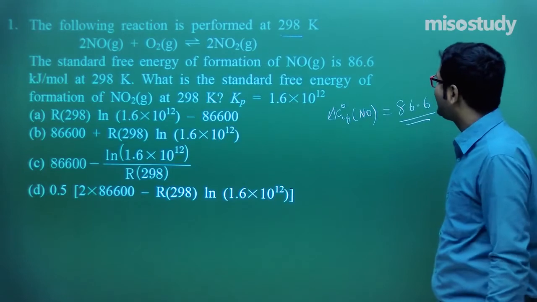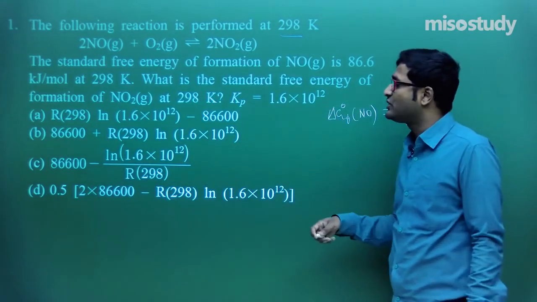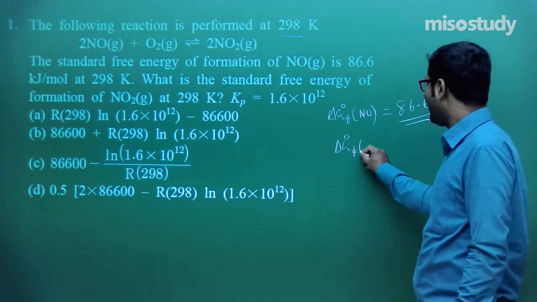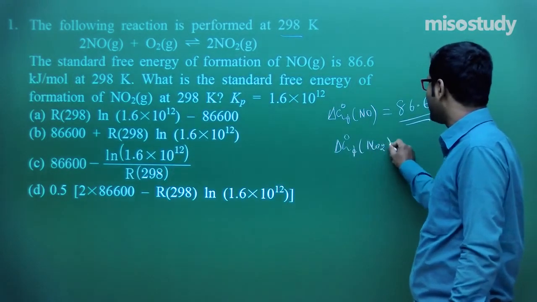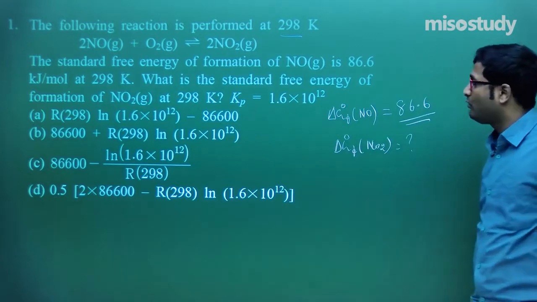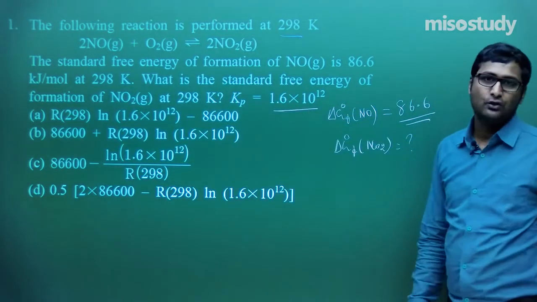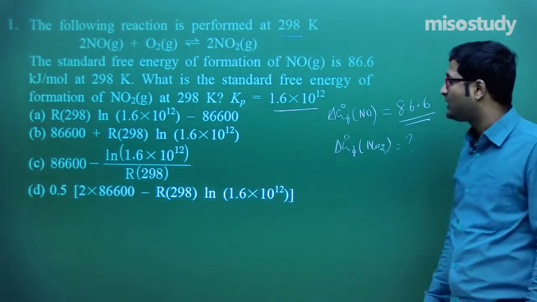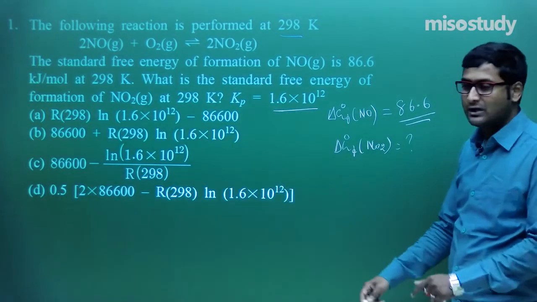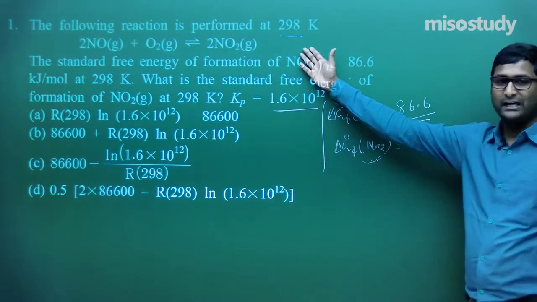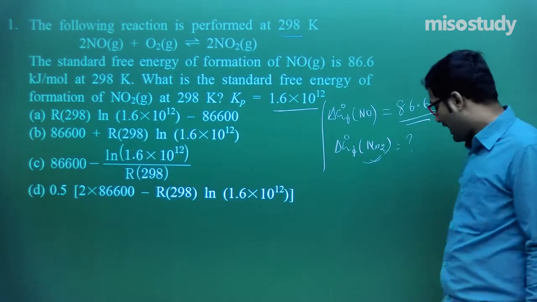Now, what is the standard free energy of formation of NO2? What we have to find in this question, friend? We have to find the standard free energy of NO2, and the data is given here, that is Kp is equal to 1.6 into 10 to the power 12. Now, how to find? That's the question given, and this is the equation. Clear? Now, how to solve?